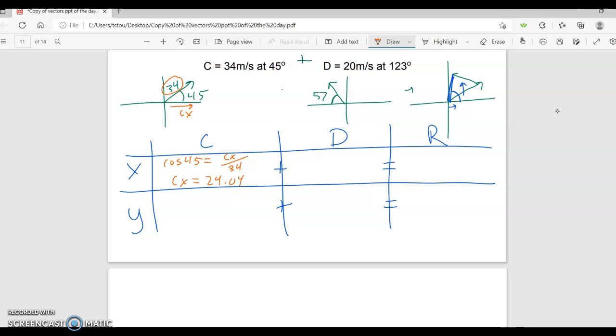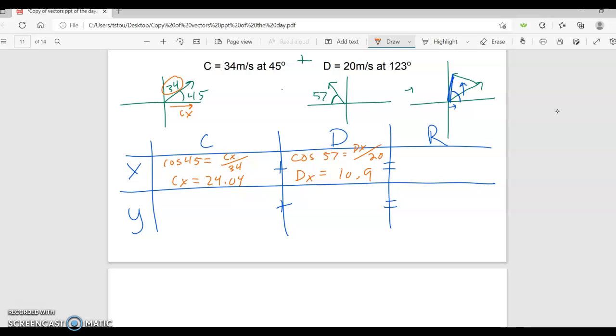I'm doing the same thing with D. Once I've got this cosine here, I can just do the same thing. Cosine of 57 equals D sub x over the hypotenuse, which is 20 in this case. I can kind of follow my pattern, which gives me a D sub x of 10.9.